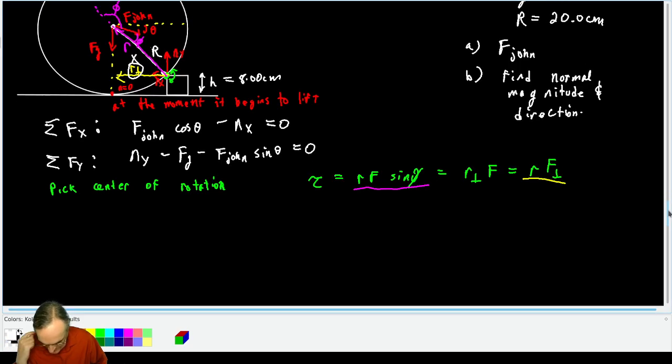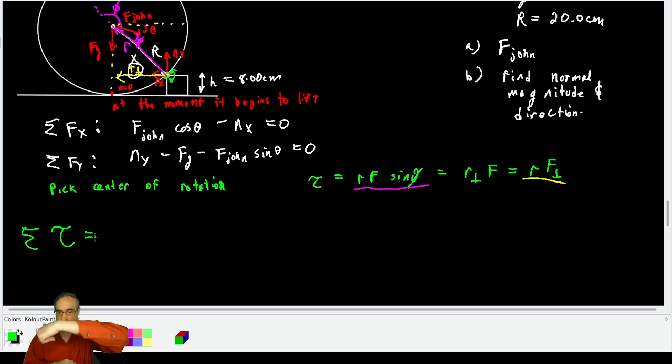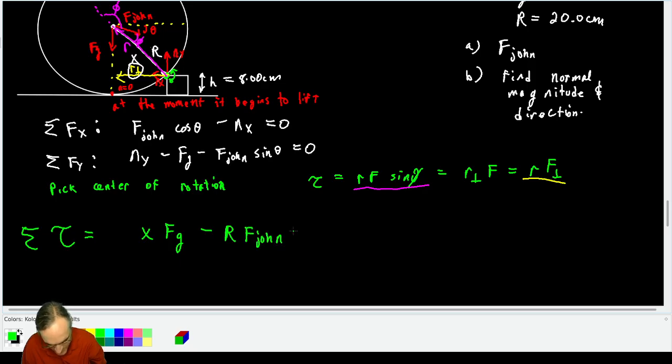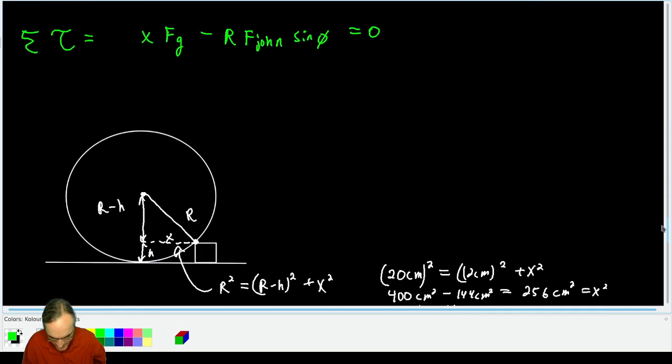All right, so let's start to set up the torque equation before we go further. So the sum of torques is going to be equal to the gravitational one. We come out, we turn towards it, it gives the thumb towards us, so it's a positive torque. So we're going to get x times Fg. We're going to have to go the other way. It's going to be negative for the force of John. So we have R times F John sine of phi. And that will be equal to 0. All right, let's figure out what phi is.